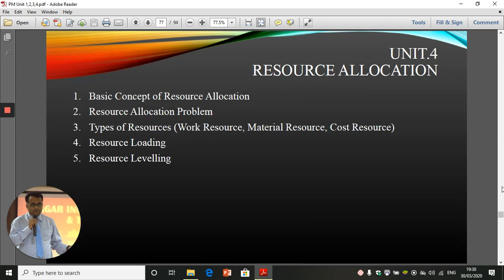Mainly, what this chapter will be discussing is the type of resources which an organization has and how allocation of these resources is to be done within the project so that optimal utilization of the resources can be done and maximization of wealth and profit can be done. So that is why resource allocation is very important for the optimum utilization of resources.